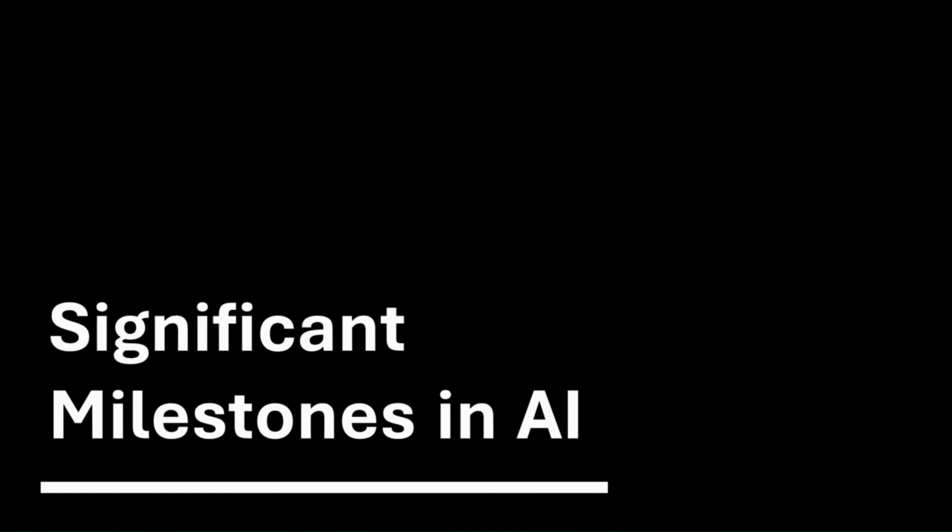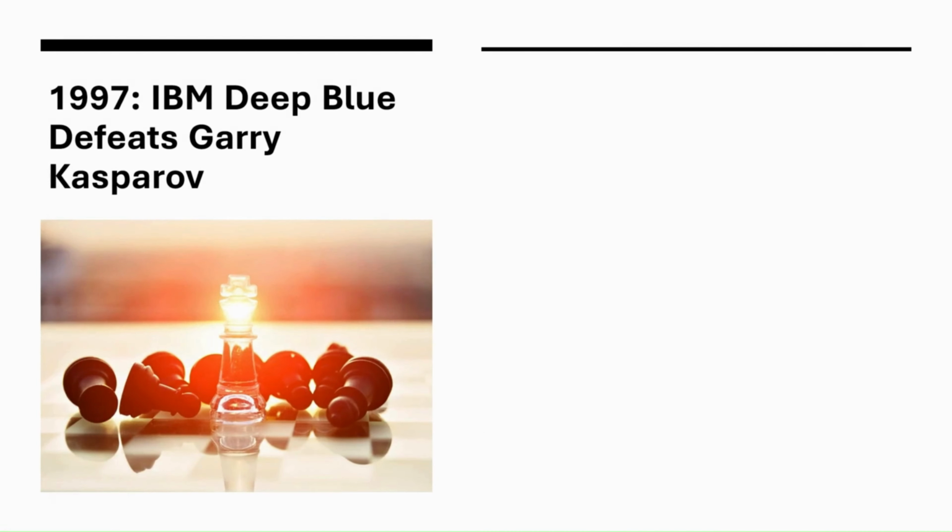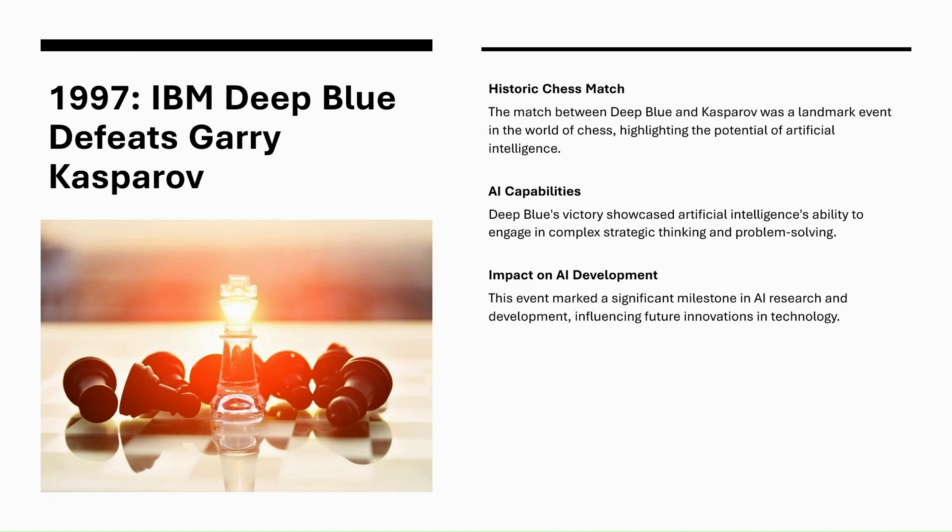Over the years, AI has reached many important milestones like winning games against humans and the growth of machine learning and deep learning. These achievements have helped shape what AI looks like today. In 1997, IBM's Deep Blue made history by beating world chess champion Garry Kasparov. This showed that AI could handle complex thinking and solve tough problems.